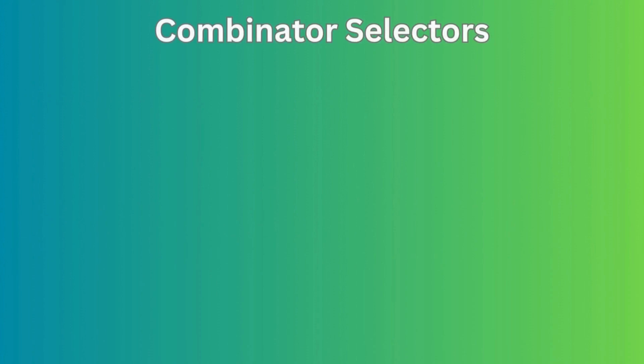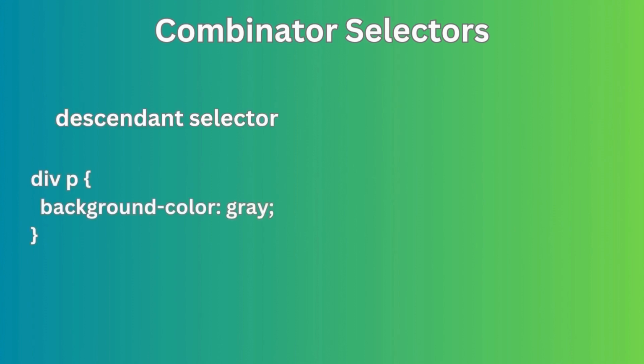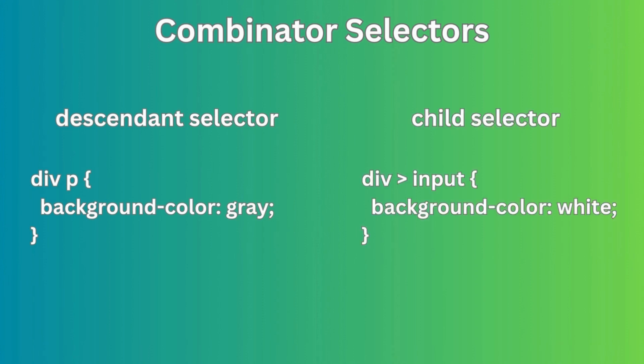Then we have combinator selectors, which select elements based on a specific relationship between them. The descendant selector matches all elements that are descendants of a specified element. The example here selects all paragraph elements inside div elements. There are also child selectors, which select all elements that are the children of a specified element. The following example selects all input elements that are children of a div element.